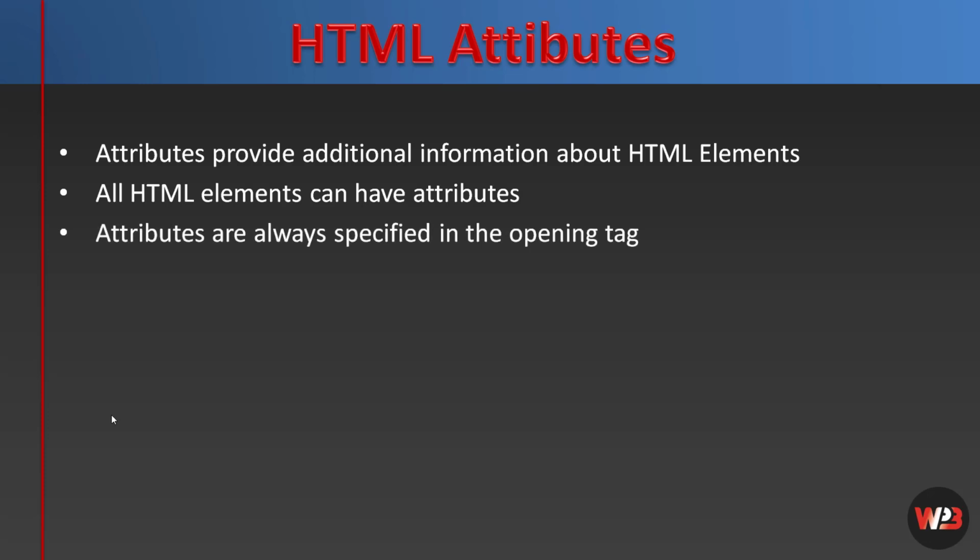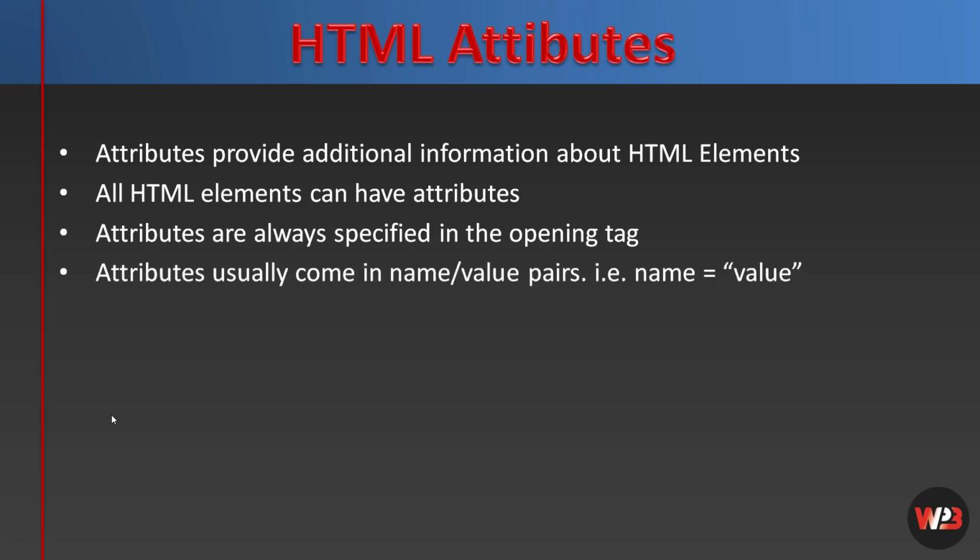Attributes are always specified in the opening tag. And attributes usually come in name-value pairs. For example, name equals value, such as in the link attribute, href equals, and then you have your website address.